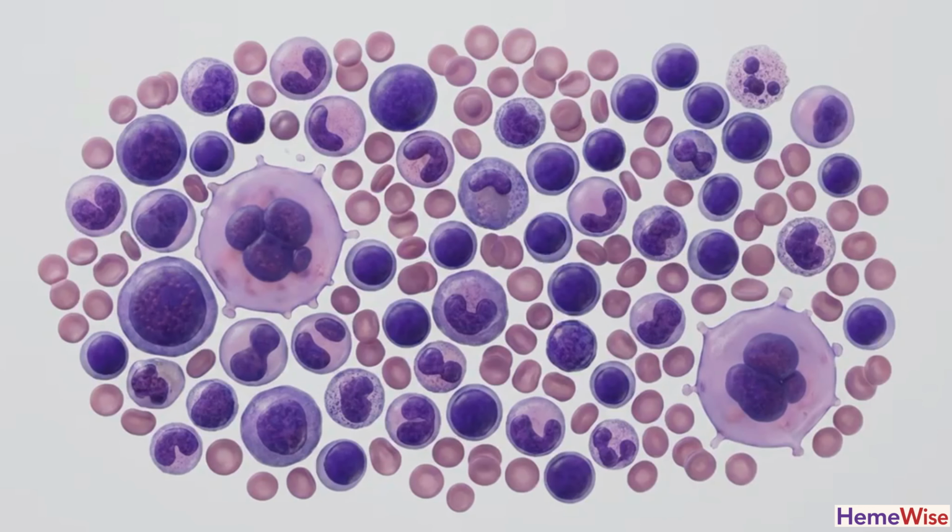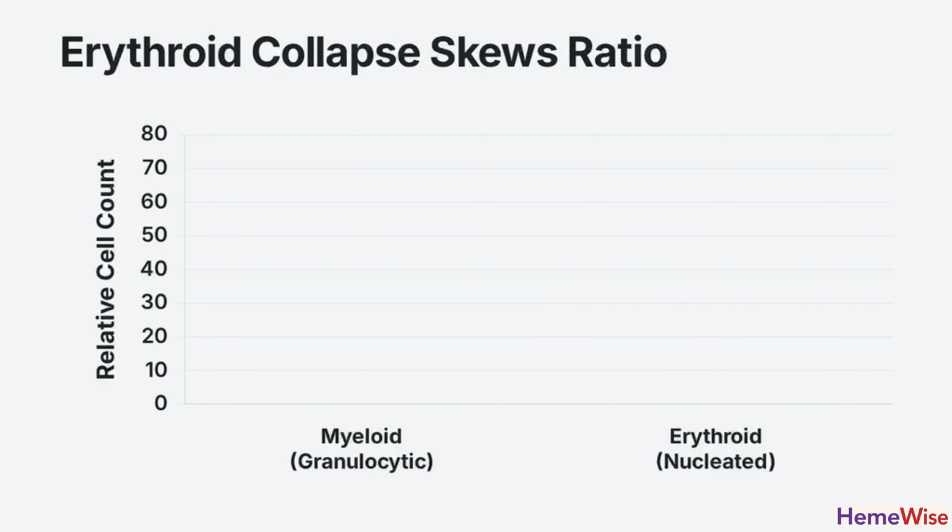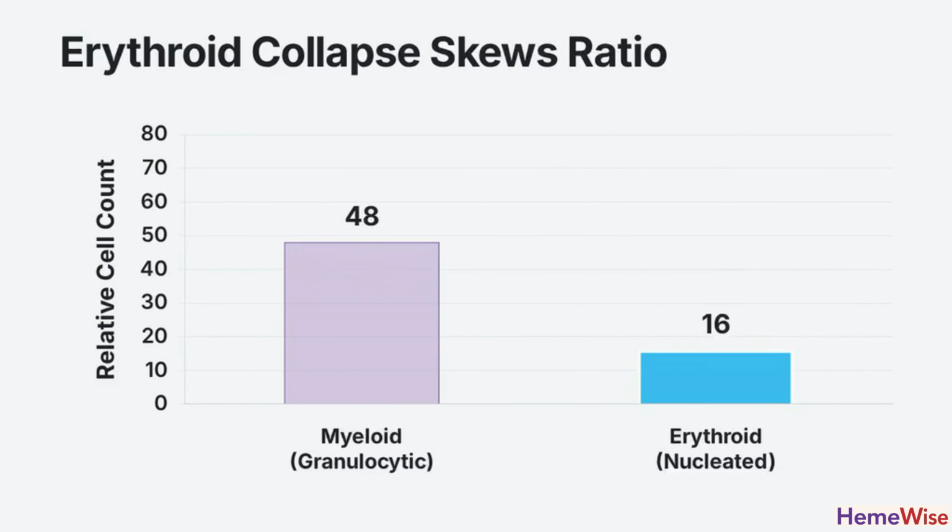With a high-quality aspirate, we focus on the microscopic level of the smeared fluid. This chart shows the myeloid-to-erythroid ratio. We calculate this by comparing granulocytic cells to nucleated erythroid precursors, with a normal physiological baseline of 2 to 1 up to 4 to 1.